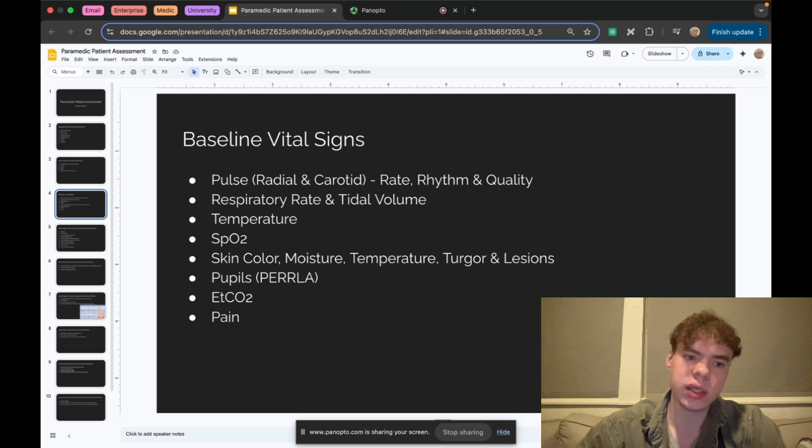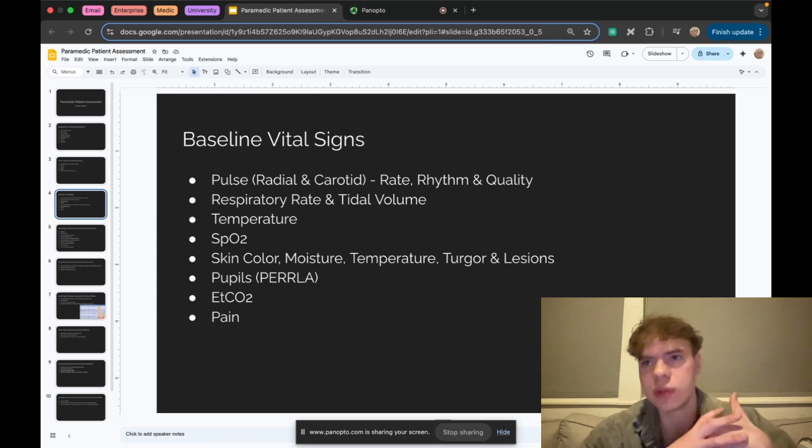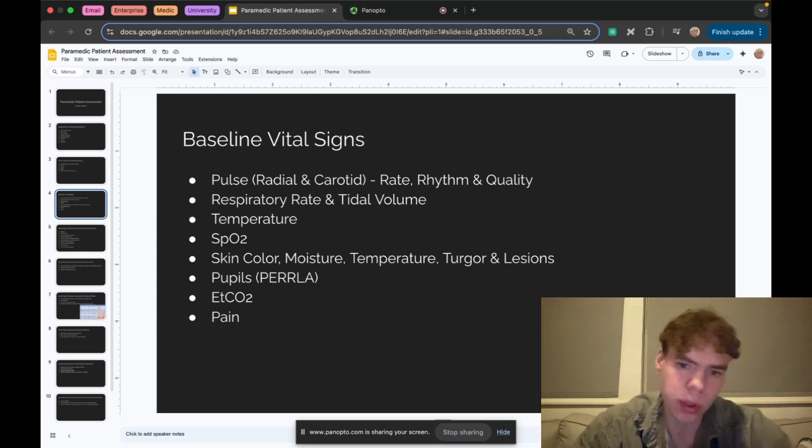And then obviously, we get a baseline set of vital signs when we're on the scene, right? So, assuming that the patient doesn't need any immediate life-threatening resources, which on most calls they're not going to, we always get a baseline set of vital signs.